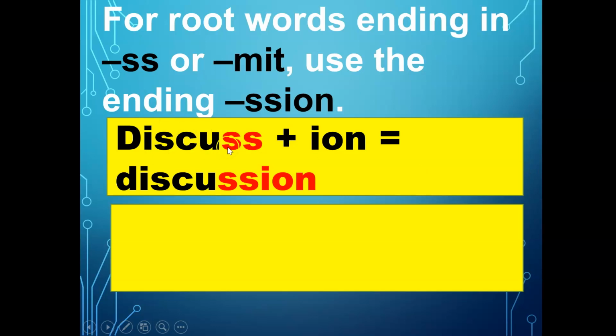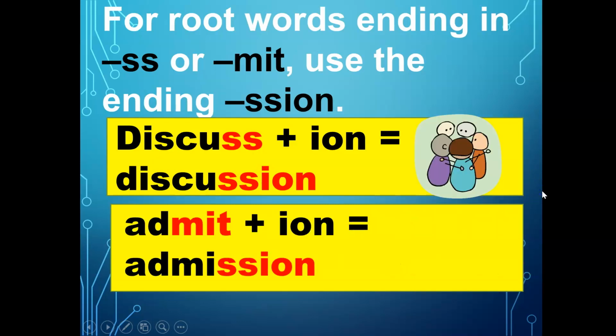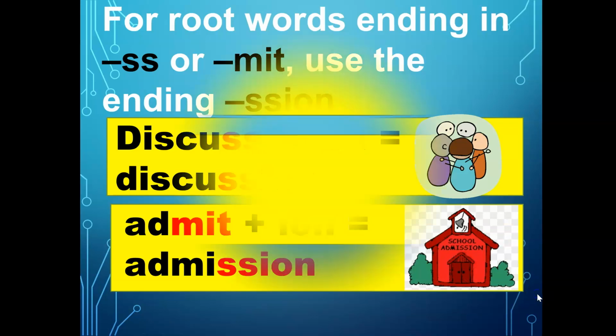So this is a root word, discuss. Adding ion, it's ending with ss, so the new word is discussion. Let's take a look. What does it mean? Yes, you can make out from the picture itself. Admit, here it is ending with MIT. Again, we have added this suffix ION. We cannot write ADMITION. So we need to remember that if it is ending with MIT, we need to add double s ion. Admission, yes.